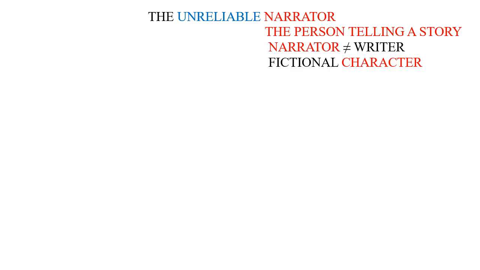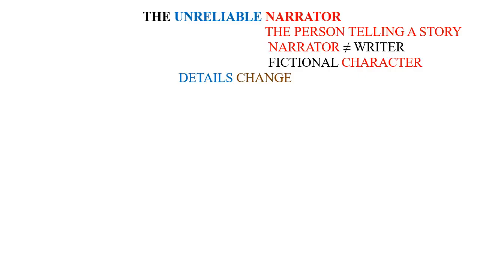Now, we often detect that unreliability when details change in a story. For example, a character described as having blue eyes by an unreliable narrator might suddenly have brown eyes later in the story. This discrepancy might or might not mean something, but we know that it breaks the reality of the story due to the actions of the unreliable narrator.